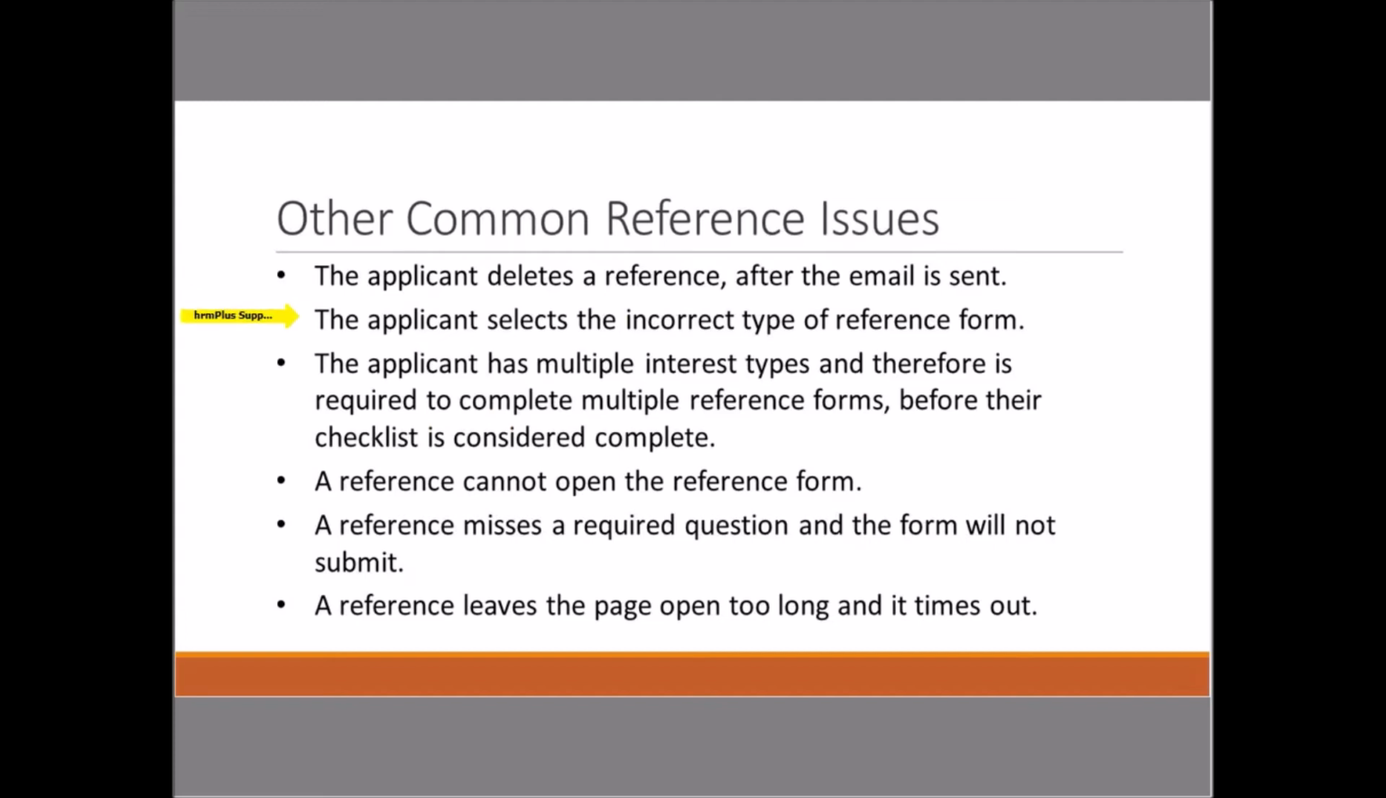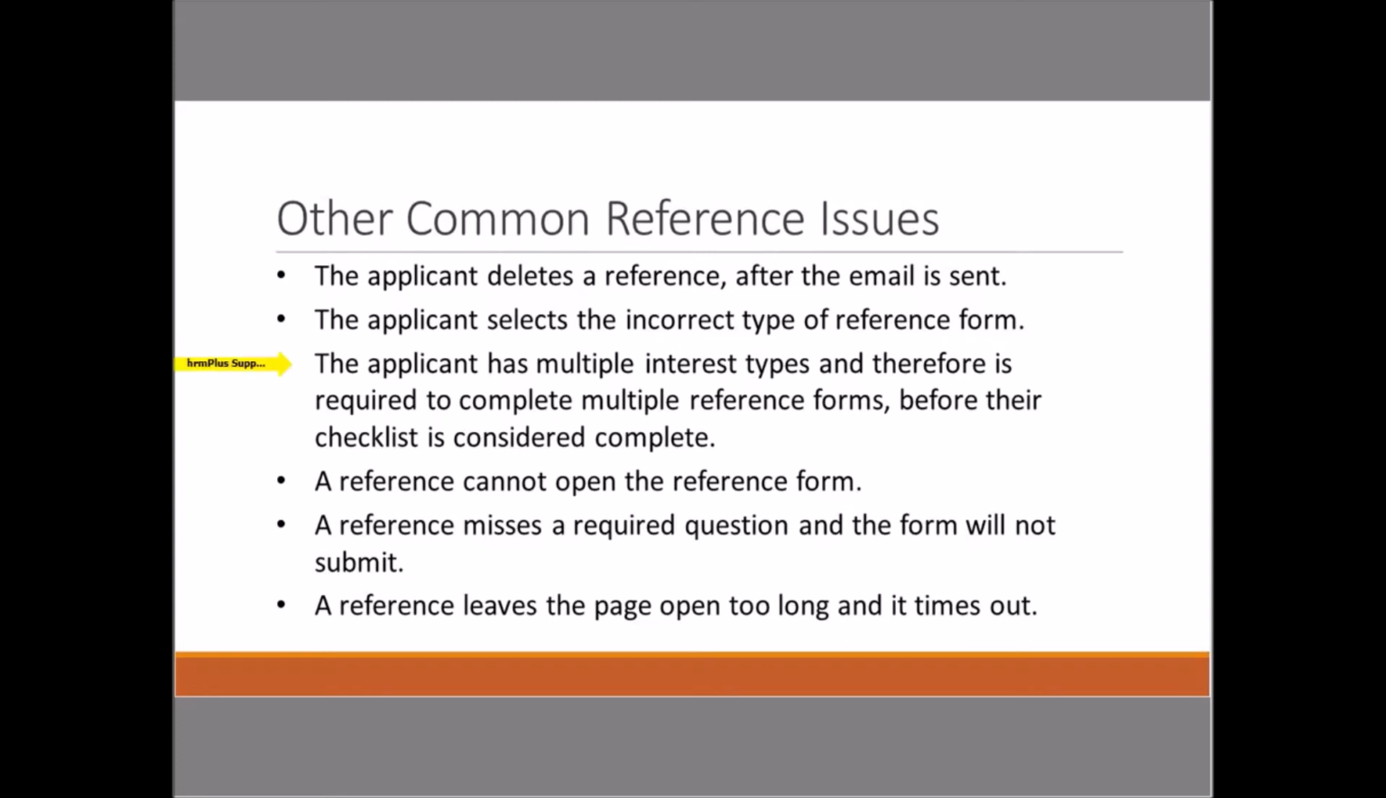Not that the reference is going to contact you about this, but sometimes the applicant picks the wrong reference form, and they don't really understand that if they have more than one interest type, maybe more than one is required. And so things kind of get goofy. Or we talked a little bit about those interest types. If we remove an interest type for an applicant, and they have references tied to that original interest type that we deleted, they're not going to get credit for them. So we may have to fix some things on our end.